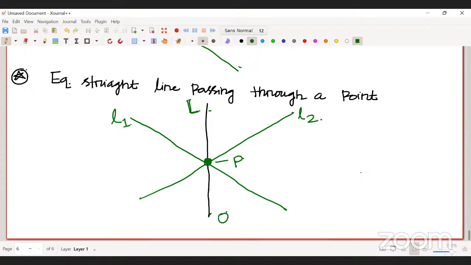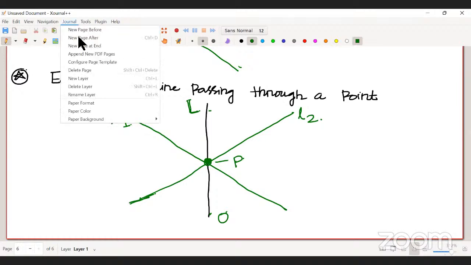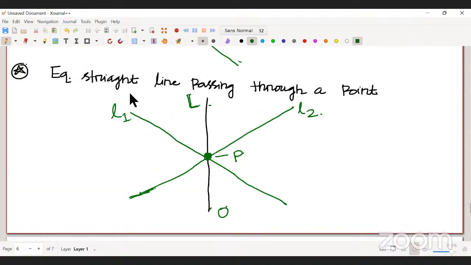Can you tell me the equations? Then I can do it rigorously. What is the equation of L1? x plus y minus 2 is equal to 0. And another is 7x minus y is equal to 0.